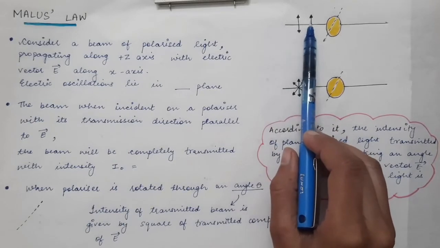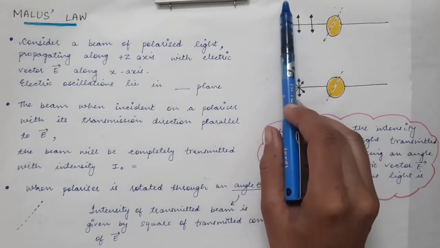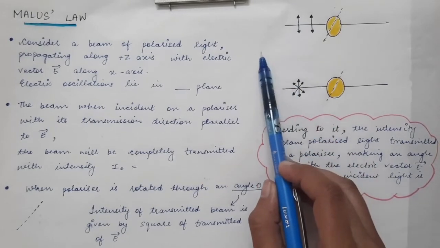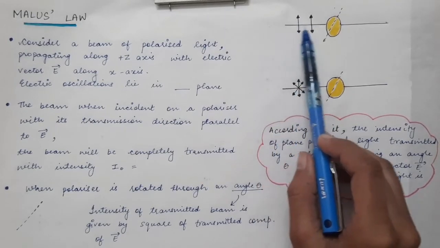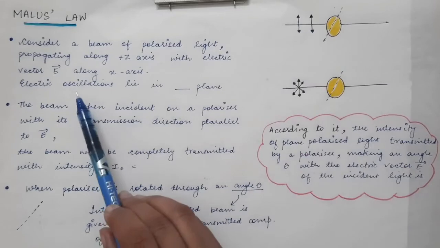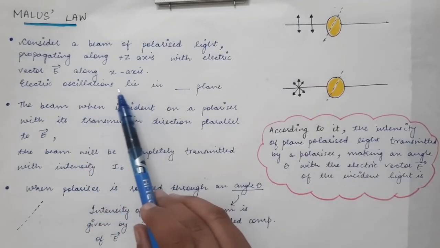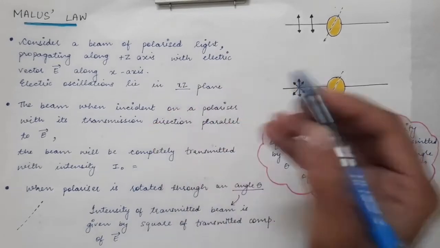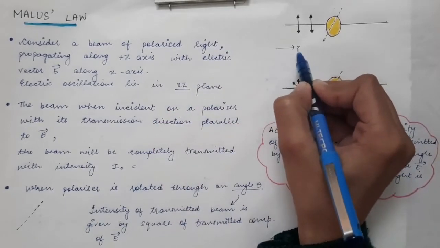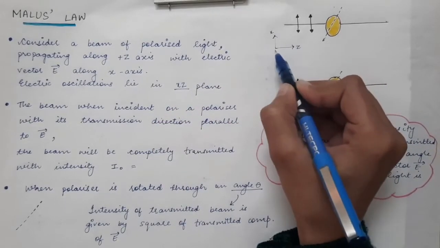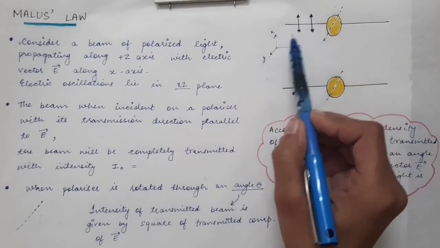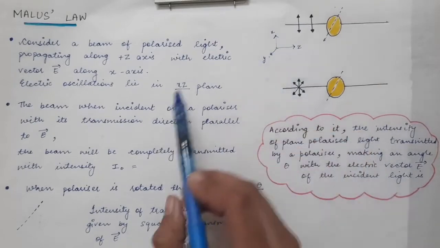So electric field vibrations are along the x axis. The axis coming out of the paper will be the y axis, because this one is the z axis. So electric oscillations will lie in the xz plane. This is the z axis, this one is the x axis, and this one will be the y axis. So obviously the electric field vibrations are occurring in the xz plane.